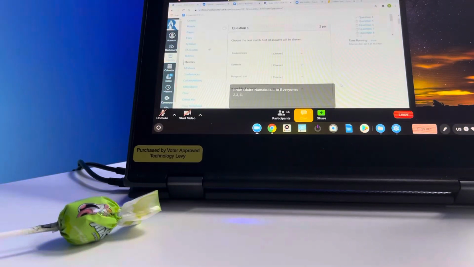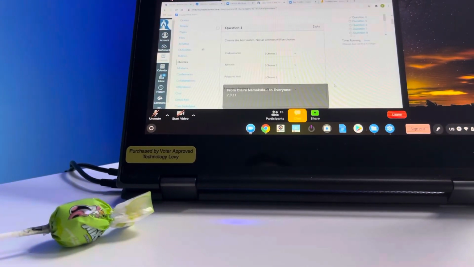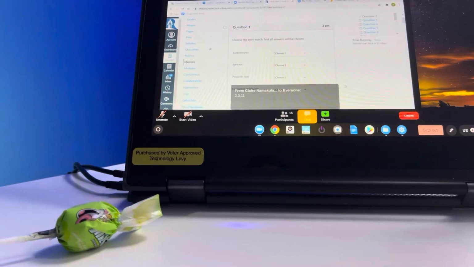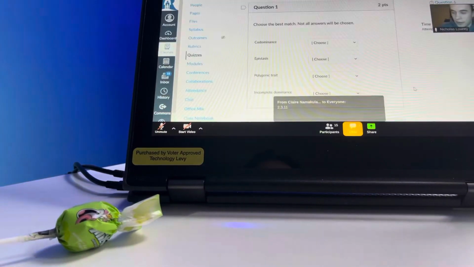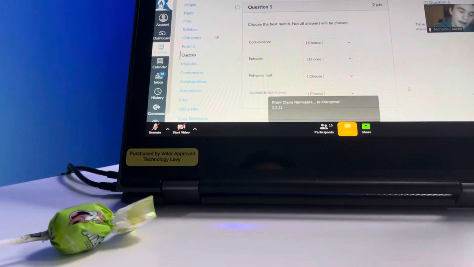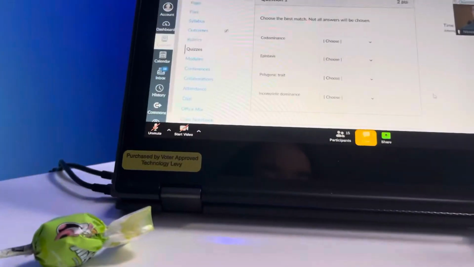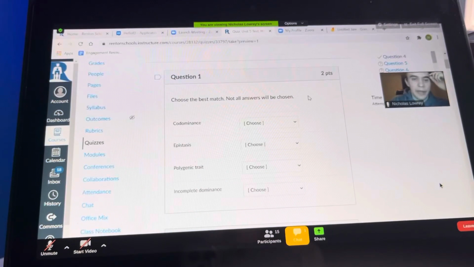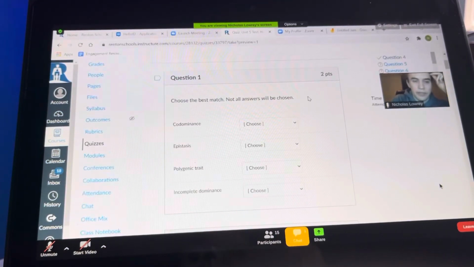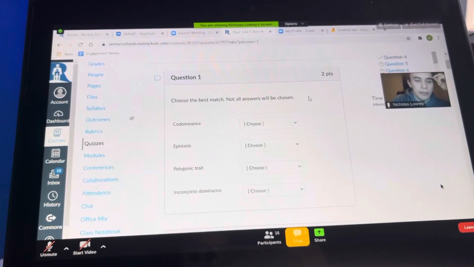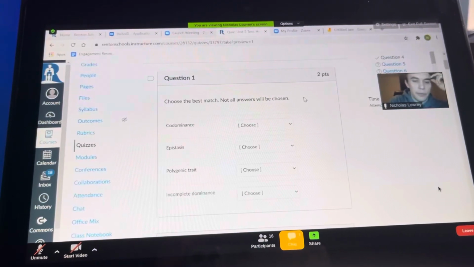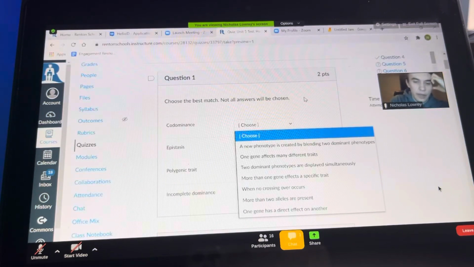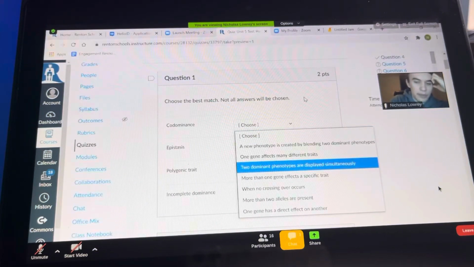And so it says choose the best answer or best match, and all answers will be chosen. So this is basically just a vocabulary question. So it's probably one that you can get just by looking through your notes. But we can go over it a little bit. So codominance and incomplete dominance are the ones that I think most people messed up on because they flipped them around. But remember, codominance is when we're displaying things simultaneously.